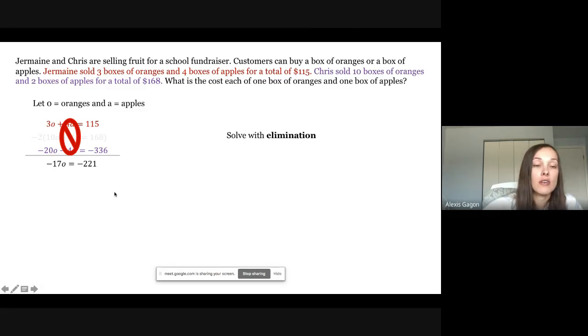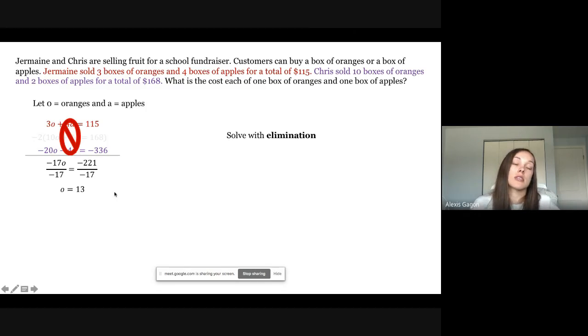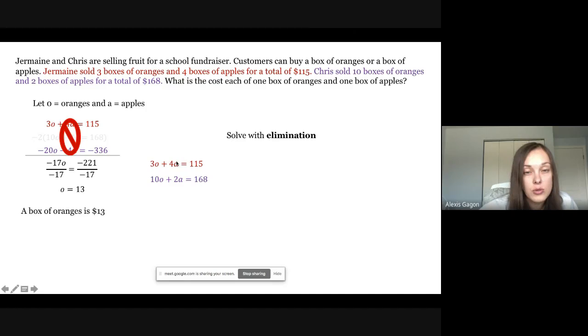And then just finish solving, divide by that -17, and you end up with O equals 13. So that means a box of oranges is $13. And then once we've solved for this, we can solve for the other variable. And these were the 2 equations we started with. I can plug it into either one of these equations. You'll get the same answer. Doesn't matter which one you plug it into.